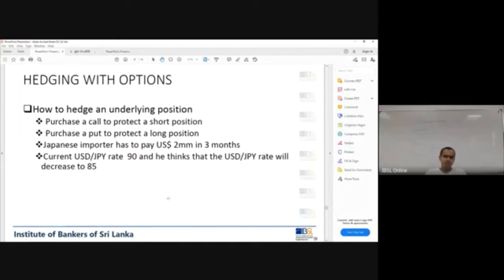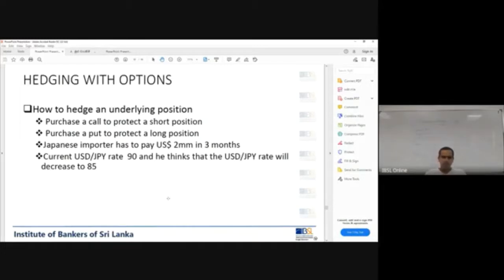A Japanese importer has to pay $2 million in 3 months, right? So the Japanese importer, based in Japan, is importing from the US, meaning he has to buy dollars. The current dollar yen rate is 90, and he thinks that the dollar yen rate will decrease to 85. So if it's 90 now and it falls, he will benefit because he has to pay fewer yen to buy the same amount of dollars. But his risk is the dollar yen rate going up. If it goes to 100, then he will lose.